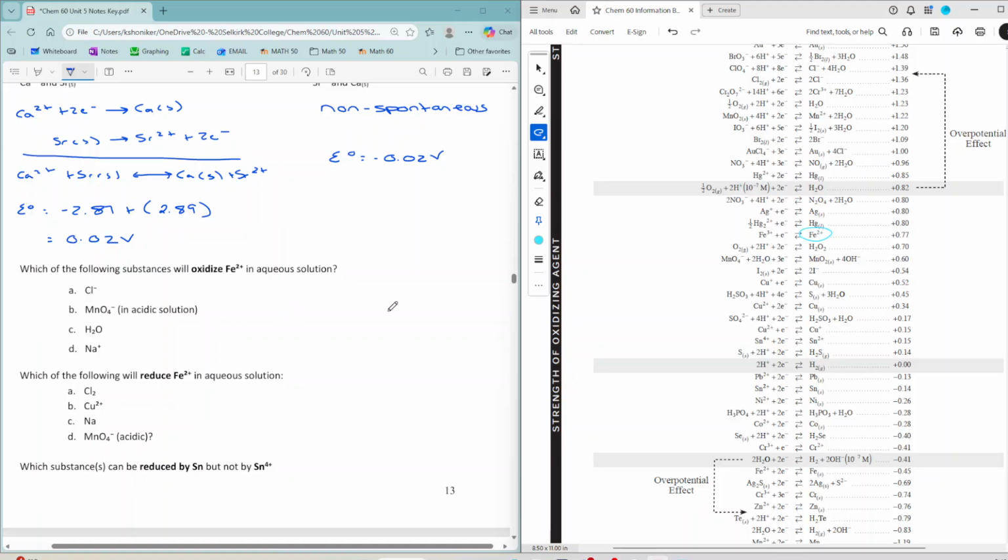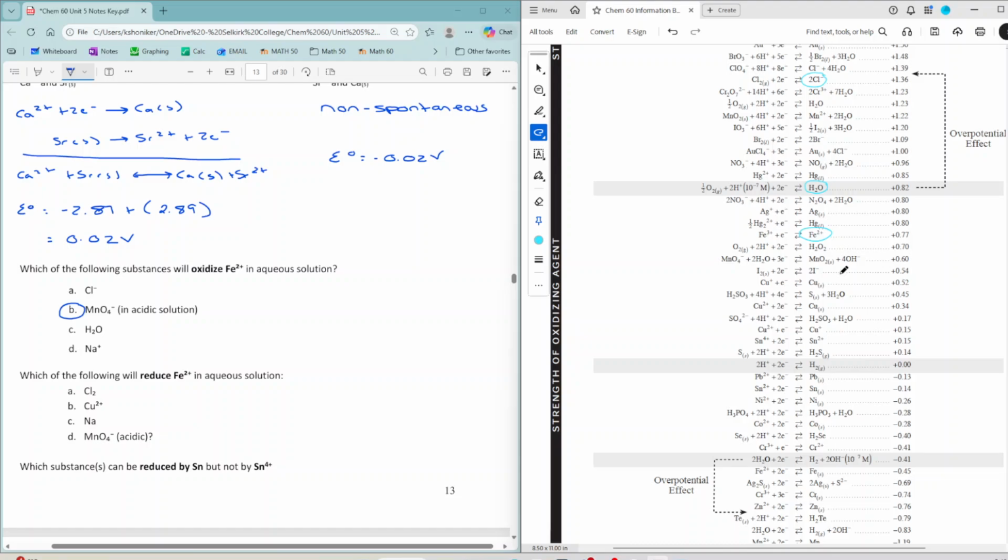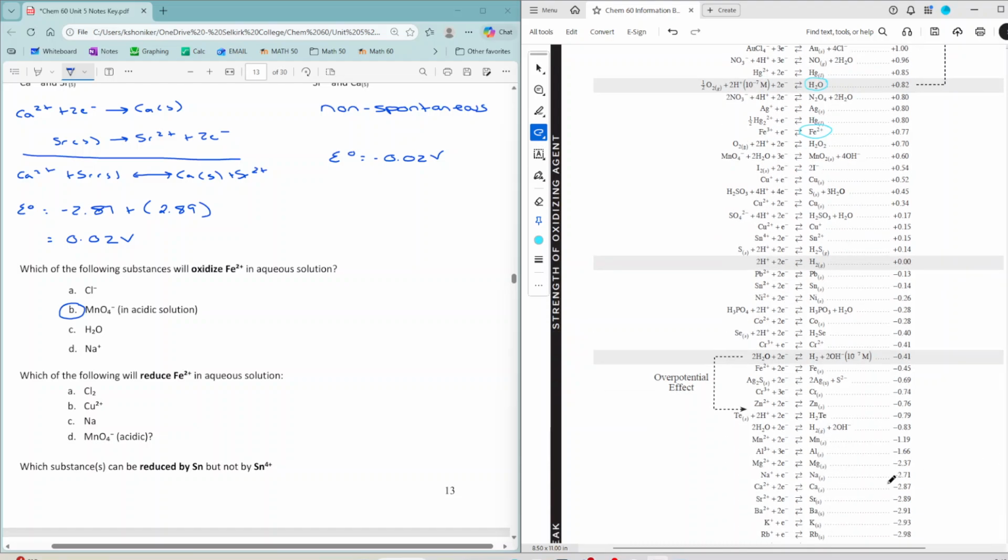So let's start near the top and see if we can find any of them. So what am I looking for? MnO4 minus in an acidic solution is this one. This is higher, so this one is the only one of this group that will oxidize Fe2+. Now to prove that to you, I'd have to find the rest of them. I don't really want to. But chloride is on the same side, so definitely not. Water's on the same side, so definitely not. And then the sodium ion is way down here, so definitely not. This guy definitely wants to be oxidized itself.